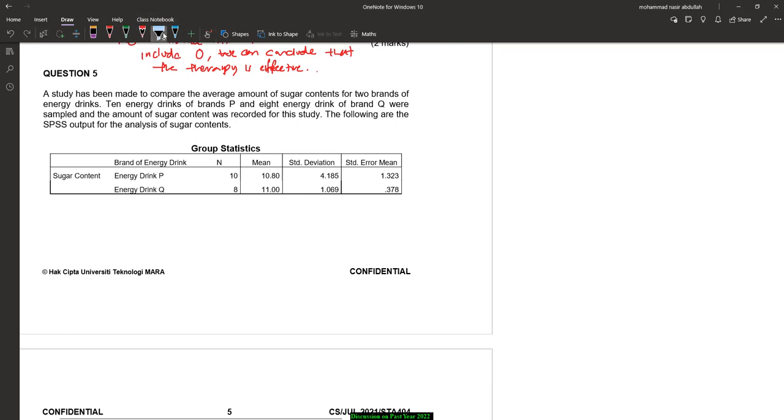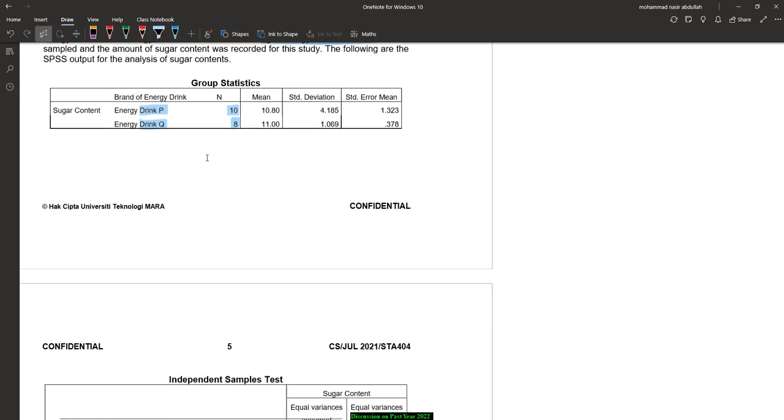So a study has been made to compare average amount of sugar content for two brands of energy drinks. So we have drink P and drink Q. So 10 energy drinks were selected for brand P and 8 energy drinks for brand Q were selected. So we know this is a descriptive statistics table.